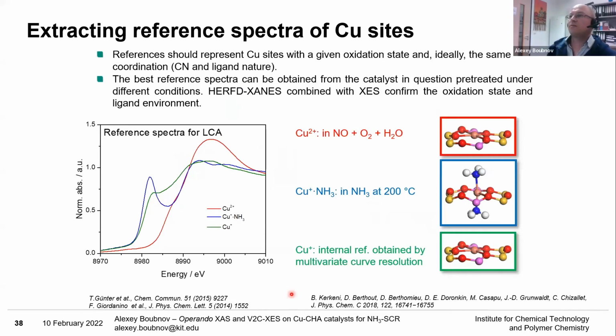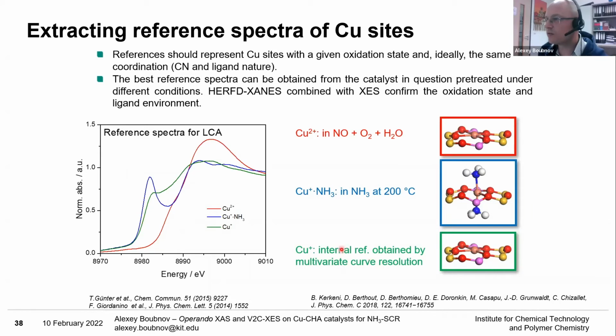And to find out, what we do is apply multivariate curve resolution analysis to separate our spectral series into independent components, into independent spectra, which can then be recombined by linear combinations to our original spectra. And indeed, we see that there is this red curve, copper 2, which can also be experimentally measured under oxidizing conditions. Then we have the copper with ammonia, which is also measured under corresponding conditions.